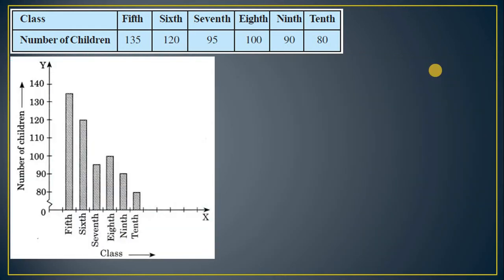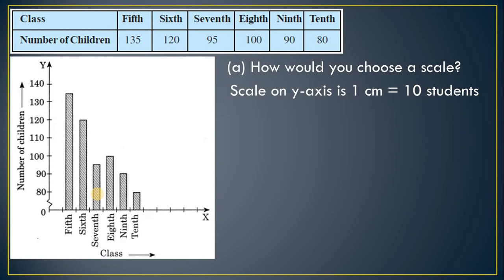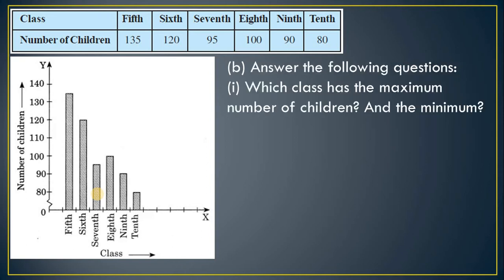Next, you can also draw like this. This is also okay, because you know up to 80 there is no value, so you can bend the axis like this, and then you can give the difference of 10. This is also a standard way of drawing the graph. As you know, up to 80 there is no value, so you can start with 80 and then 90, 100 like that. So how would you choose a scale? In the question it is already given, where 1 centimeter equals 10 students, or 1 unit equals 10 students on the y-axis.